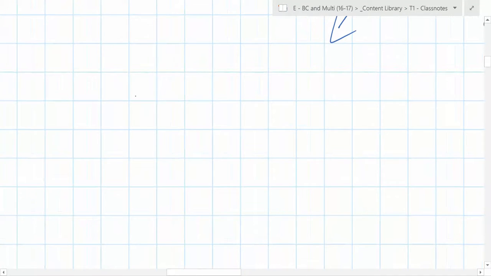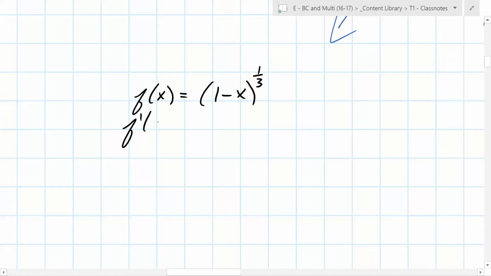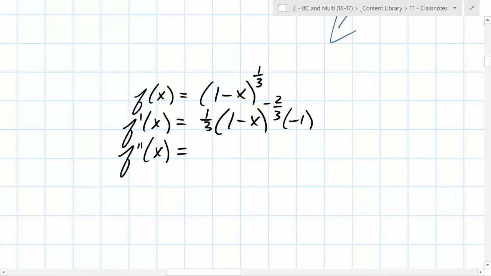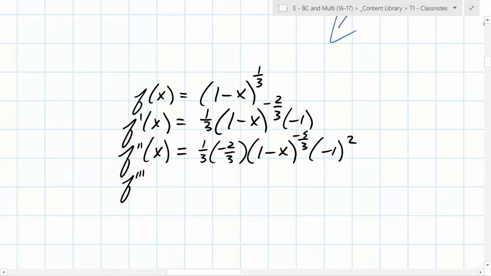What was the function? It was f of x was 1 minus x to the what power? 1/3. So what's f prime of x? 1/3, 1 minus x to the what power? Negative 2/3. Times negative 1. So f double prime of x, what's that going to be? 1/3 times negative 2/3 times 1 minus x to the negative 5/3 times negative 1 squared. What's f triple prime going to be?